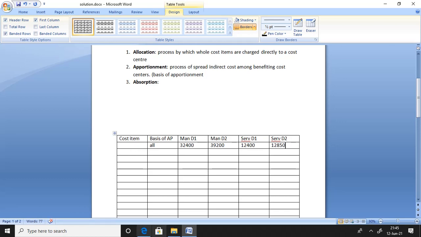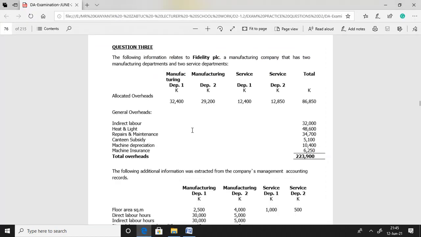That's what allocation means. We just take figures or costs the way they are and we charge them directly to that particular cost center. Allocation is the process by which the whole cost item or whole cost items are charged directly to a cost center. That's what we've done.